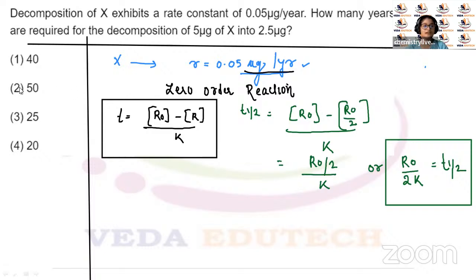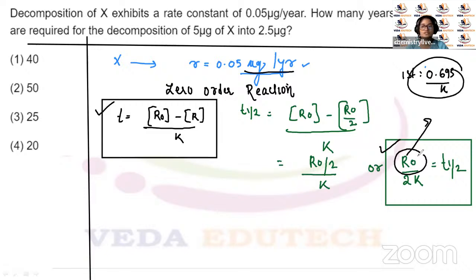So this is the time required for the entire completion of the zero order reaction, and this is for the half-life, which shows that T half is directly proportional to R naught. Initial concentration is a factor in determining T half. But talking of the first order reaction, we know that it is 0.693 by K, and here it is independent of the concentration because there are no concentration terms in this equation. But here you have R naught, which is a concentration term, right?